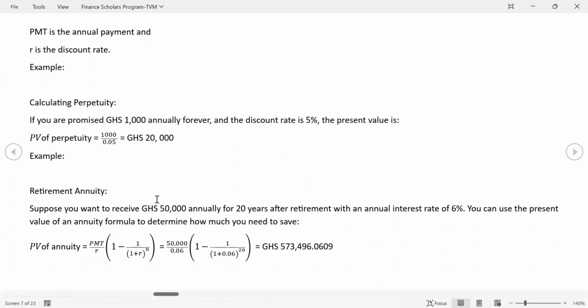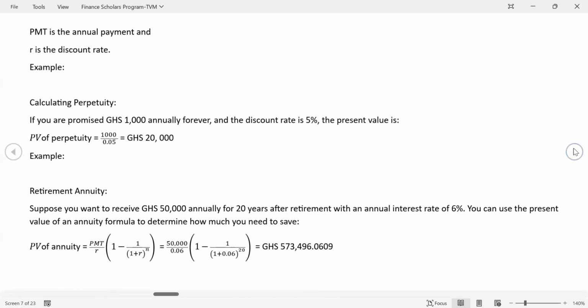So we see we want to receive 50,000 annually for 20 years after retirement, right? With an interest rate of 6%. They want to find the present value, so every year we're receiving 50,000, 50,000, 50,000 for 20 years. All this money we shall receive, how much would it be worth today? If you tell the person, I don't want to receive 50,000 every year, give me everything together today, how much would it be worth? That is what this is talking about. So instead of receiving 50,000 for 20 years, you receive everything today, which is 573,000 plus.